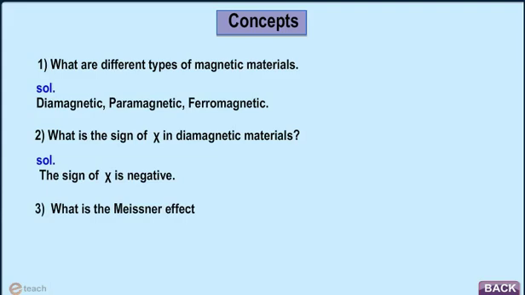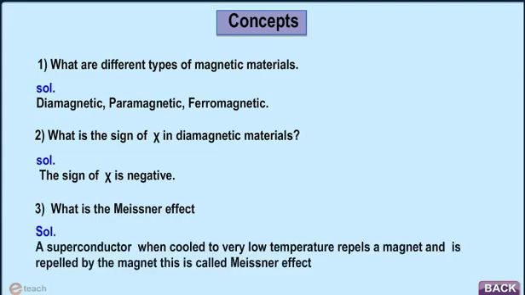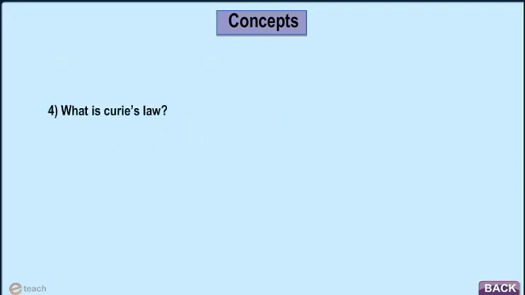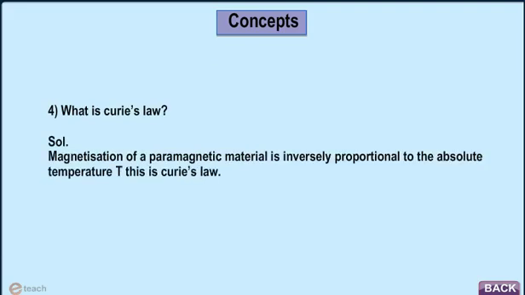Number 3. What is the Meissner effect? Solution: a superconductor, when cooled to a very low temperature, repels a magnet and is repelled by the magnet. This is called Meissner effect. Number 4. What is Curie's law? Solution: magnetization of a paramagnetic material is inversely proportional to the absolute temperature T. This is the Curie's law.